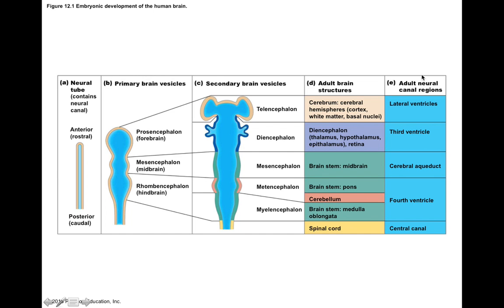Now, what's interesting then is that these brain regions are also named for the fluid-filled spaces that they surround. So in an adult brain, we'd find that the telencephalon here, which makes your cerebral hemispheres, surrounds these fluid chambers called lateral ventricles. Our diencephalon surrounds the third ventricle. Our midbrain surrounds the cerebral aqueduct. Our pons and cerebellum, as well as our medulla oblongata, are near the fourth ventricle. And we find a fluid-filled space in the spinal cord called the central canal.